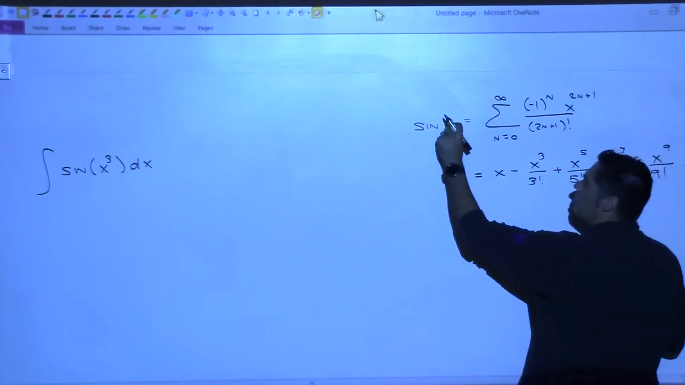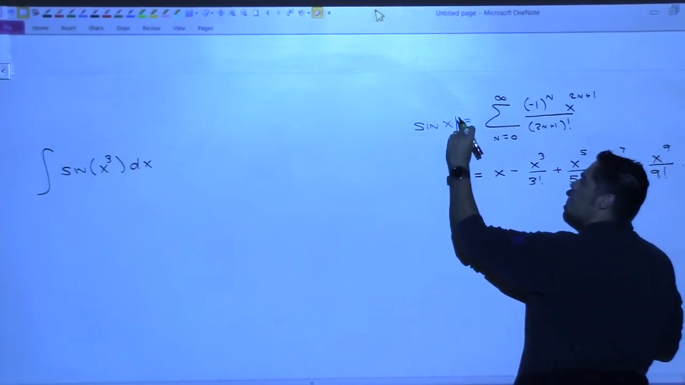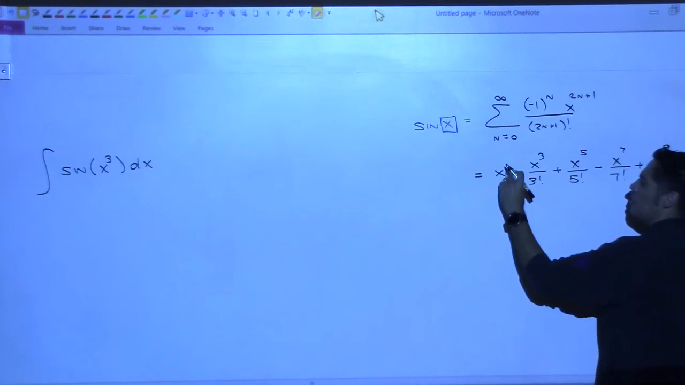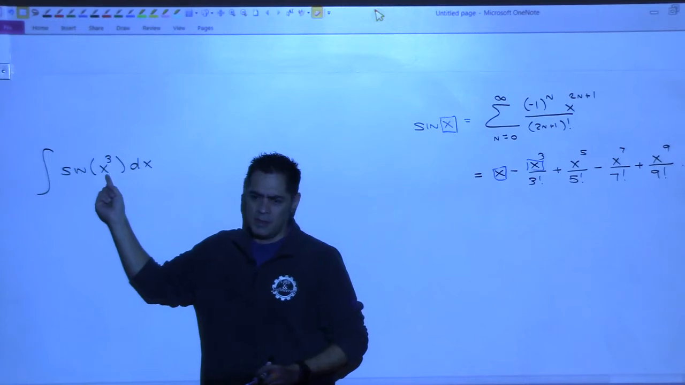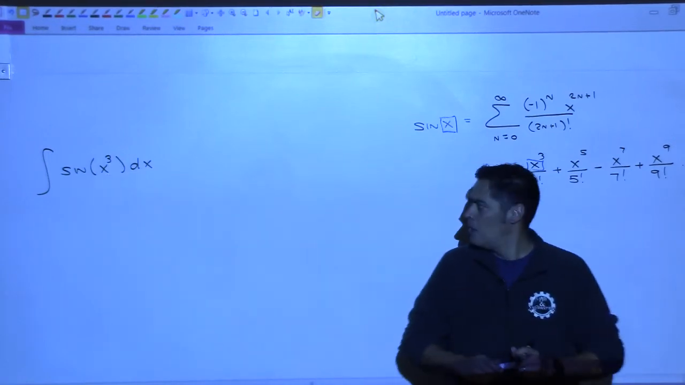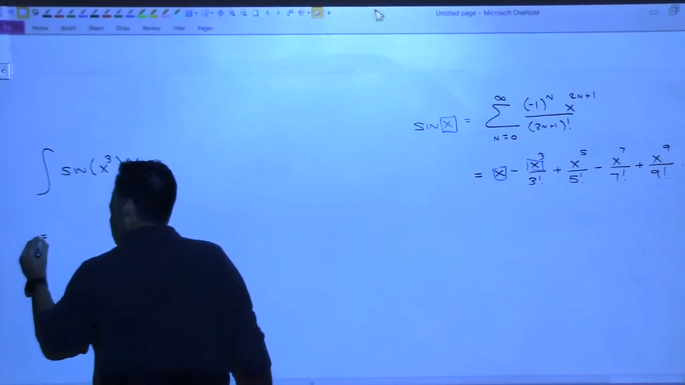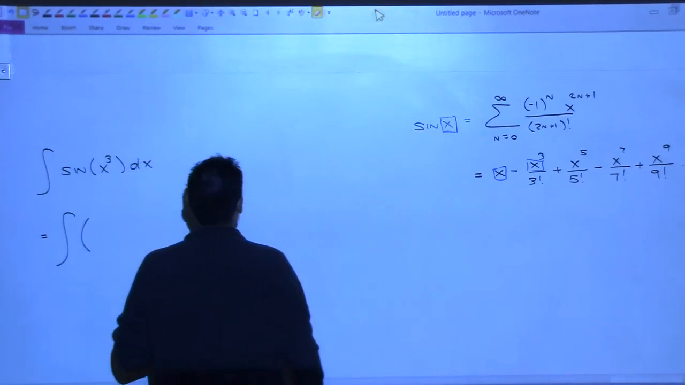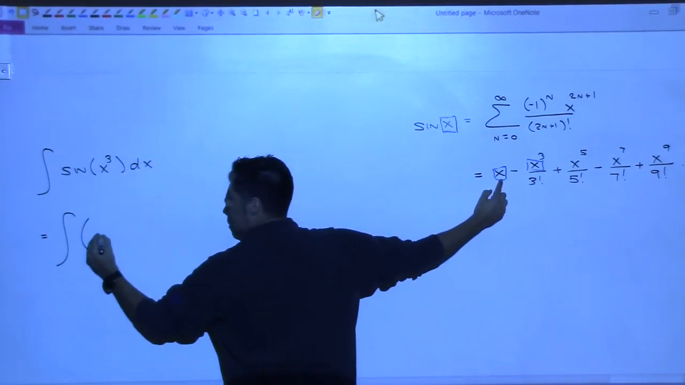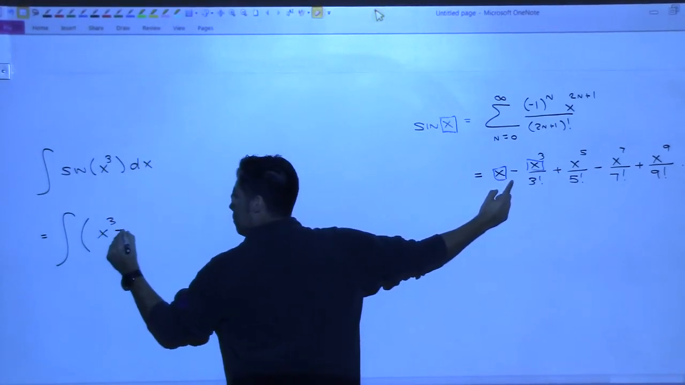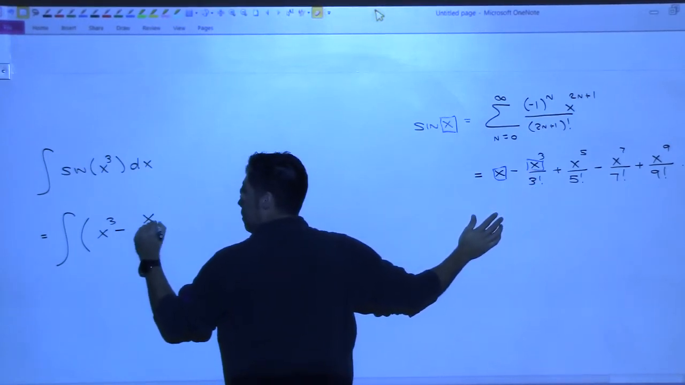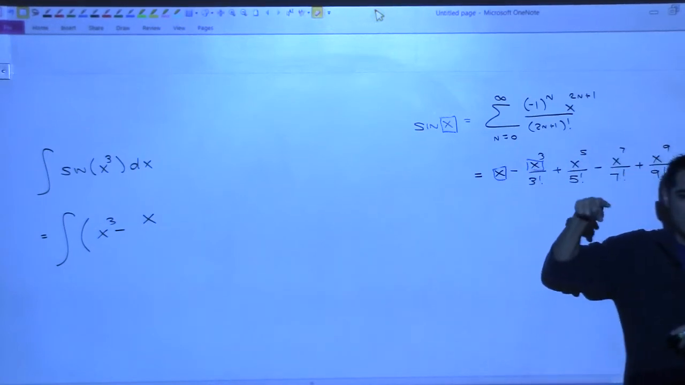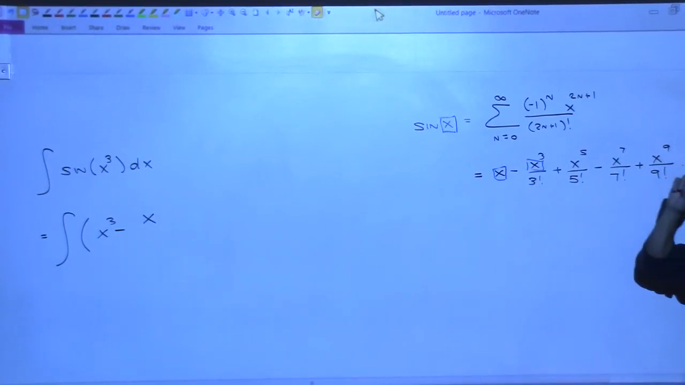Replace the x here. You can almost look at that x as like a u, okay? And so we're replacing that with whatever's being evaluated inside sine, so x cubed, right? So this integral becomes the integral of x cubed, and then minus x cubed cubed, which is x to the 9th, because you're doing x to the 3rd raised to the 3rd, you multiply the exponents.